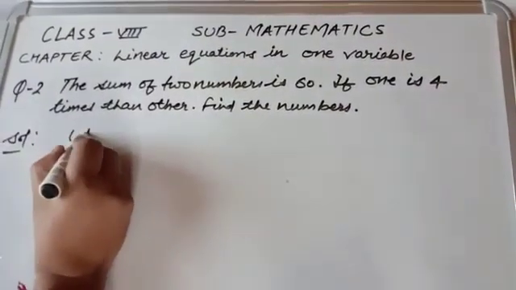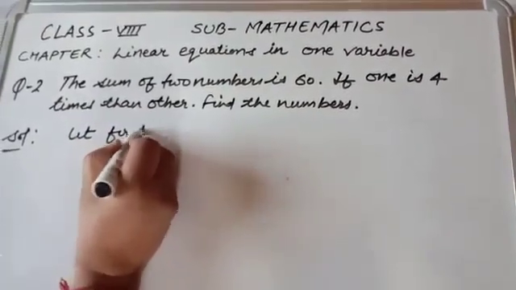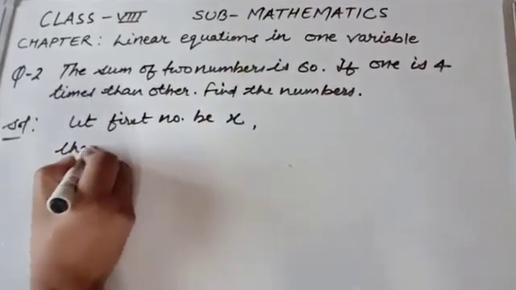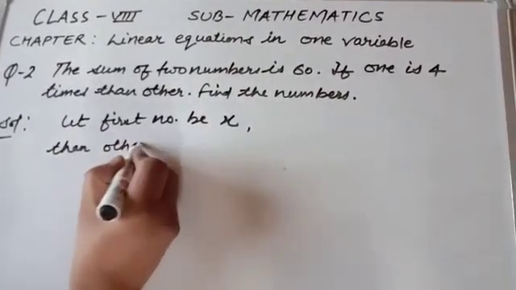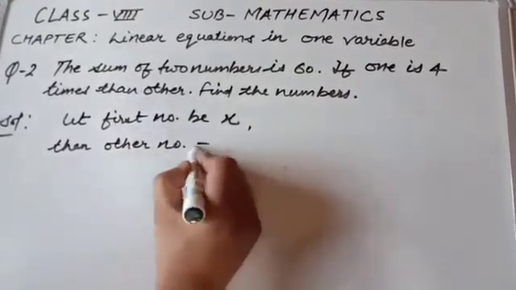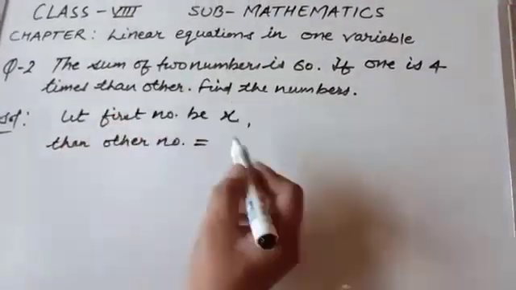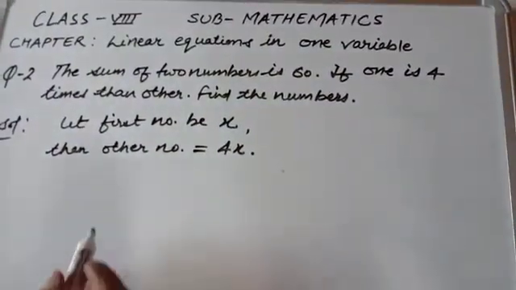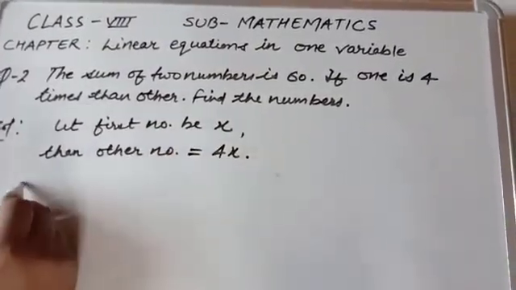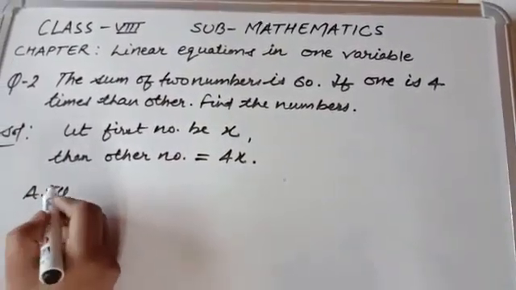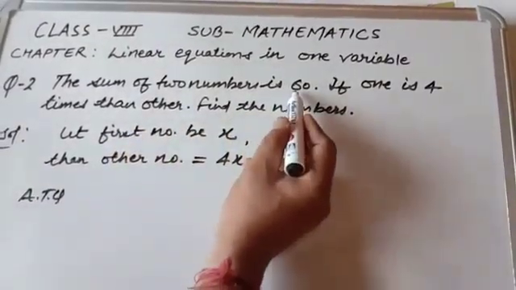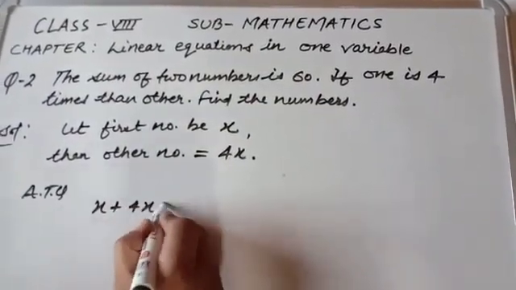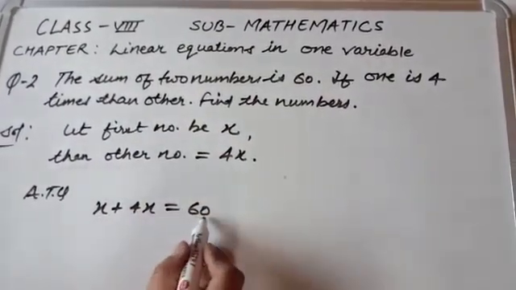So we assume that let the first number be x, then the other number is equal to, so one is 4 times the other, so the second number will be 4 times the first number. So now we have both the numbers. Now the given condition in the question, the sum of the two numbers is 60. That means the sum of these two numbers is 60. So x plus 4x is equal to 60.